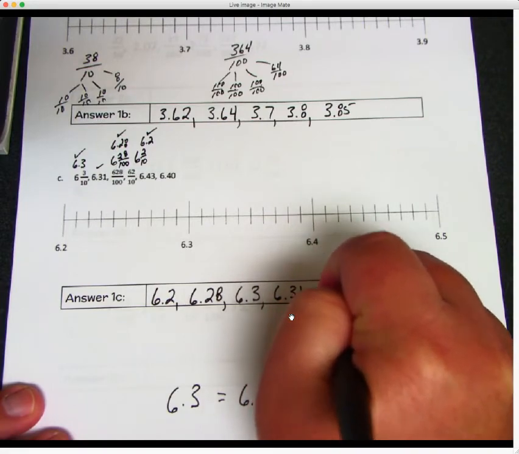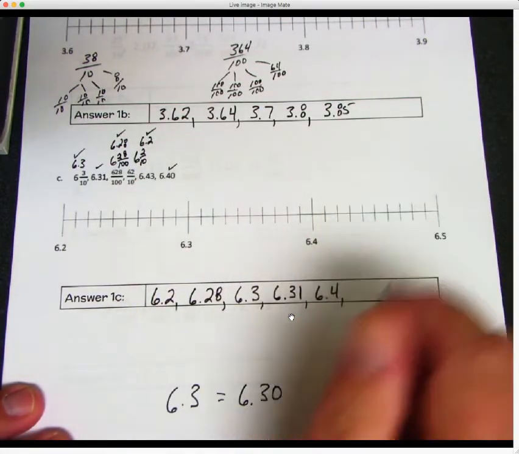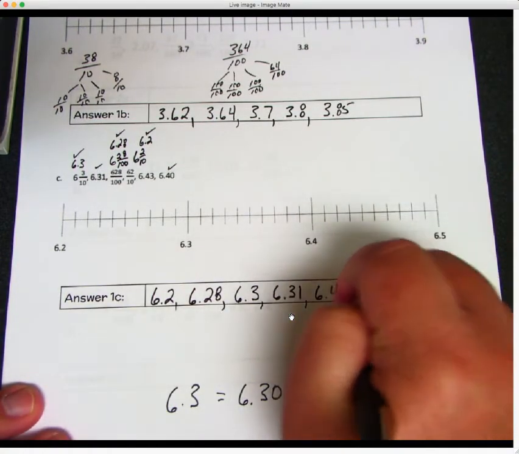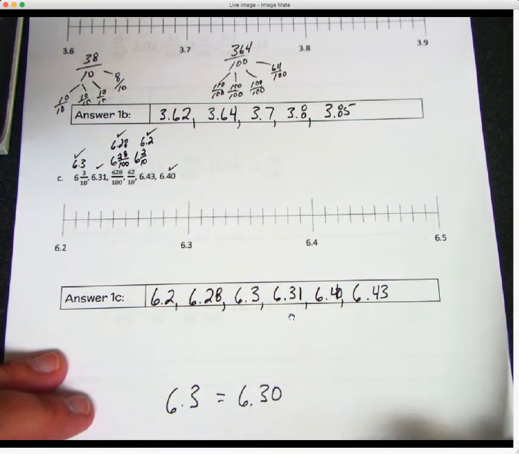6 and 4/10. 40 hundredths is what it is. And 6 and 43 hundredths. Okay, I'm just going to put a skinny 0 there, 6 and 40 hundredths. All right, so there's 3 examples.